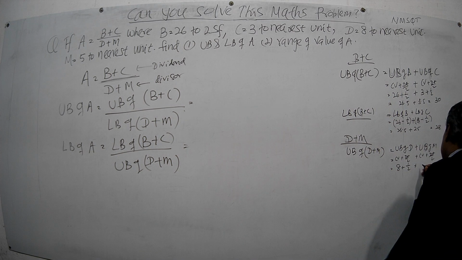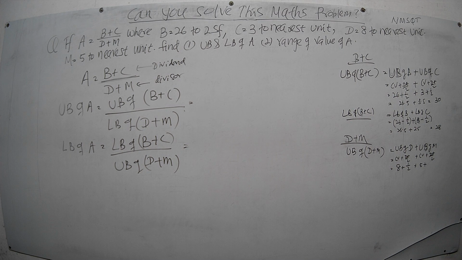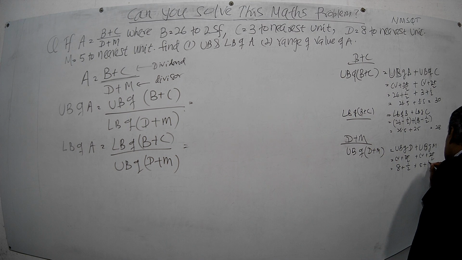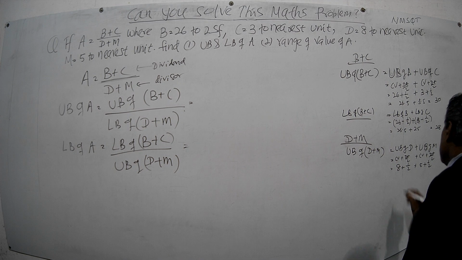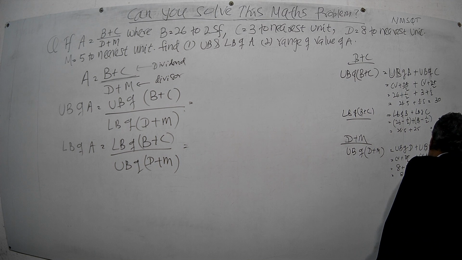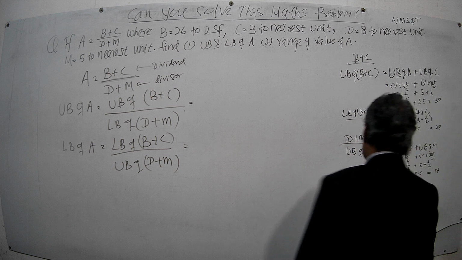5. It's 5. Then 5 plus, what is the degree of accuracy? 5 is correct to the nearest unit. Nearest unit means the degree of accuracy is 1. Okay, right. Now here you can write 8.5 plus 5.5. Then that answer will be how much? 40. That is the upper bound of D plus M.